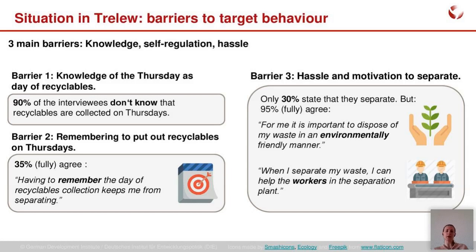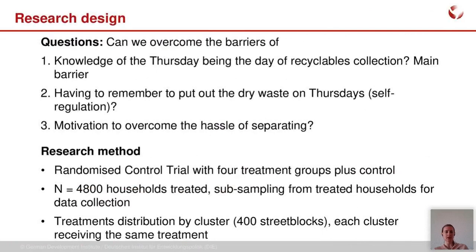And we thought that the strongest levers to provide that motivation might be environmental levers, so the environmental argument, or also, you've seen the photo of the workers in the plant, to want to help those workers by pre-separating the waste. So our questions were, can we overcome those 3 barriers? So can we overcome the barrier of the knowledge, of the self-regulation, and also the motivation of having to overcome the hassle? And our research method was a randomized control trial.